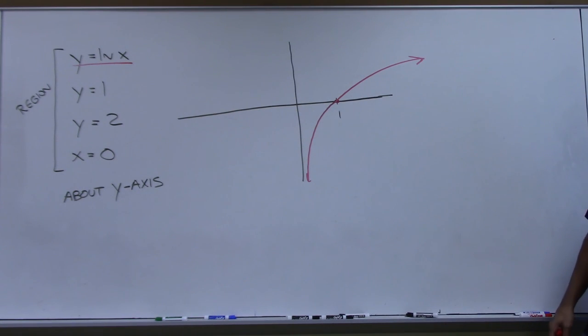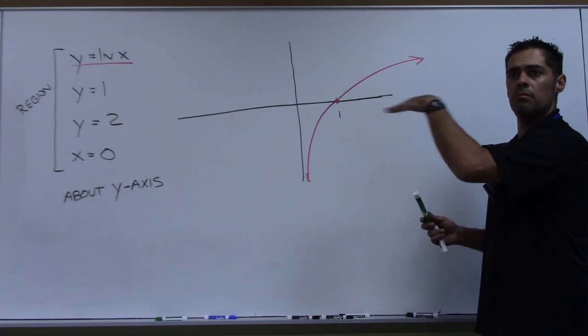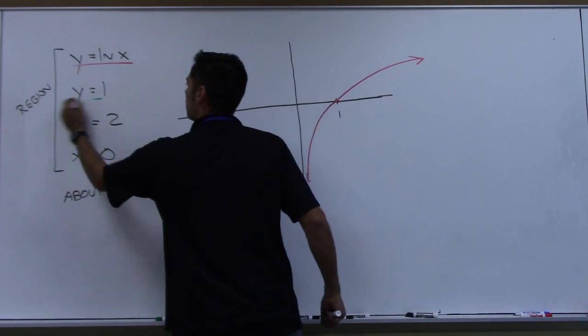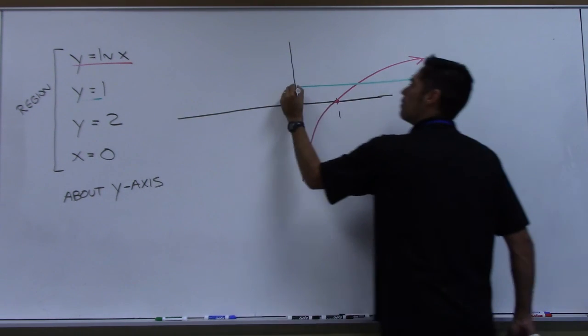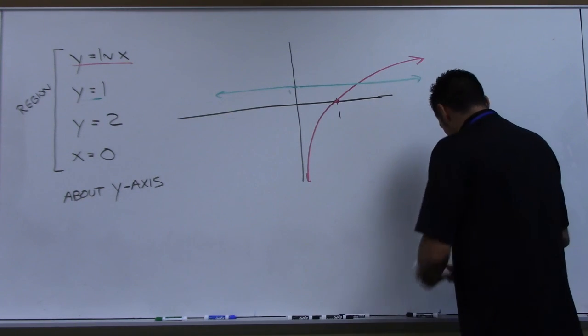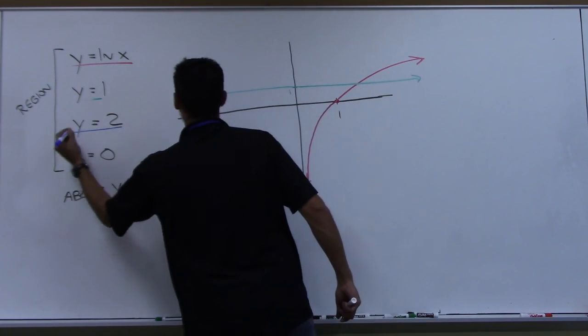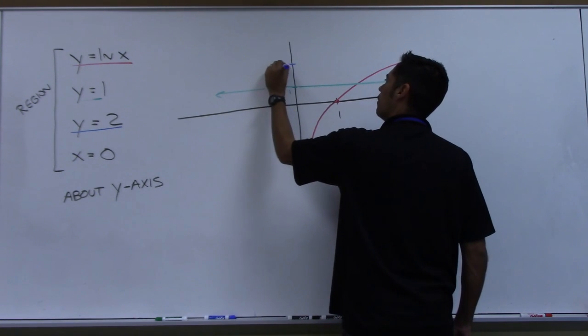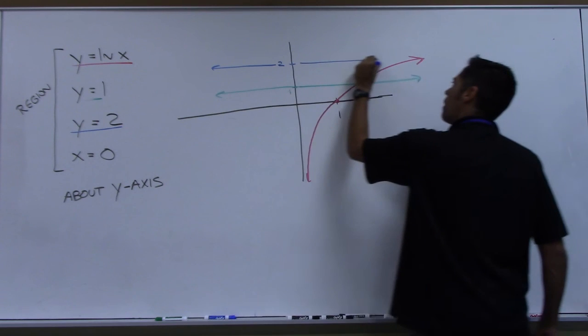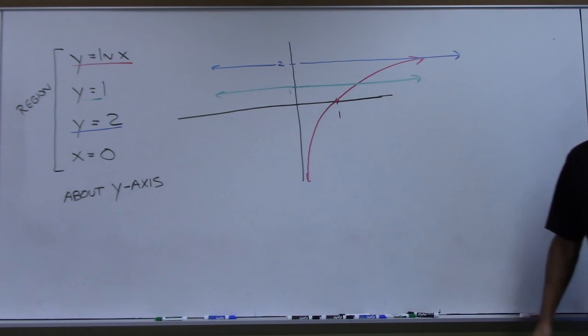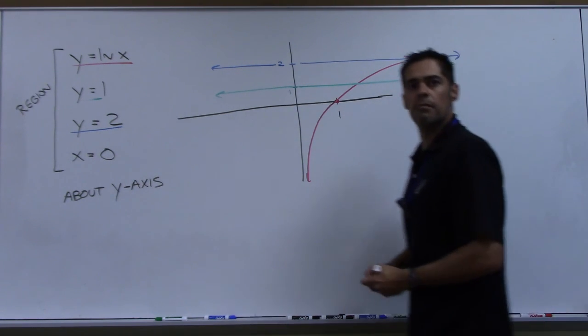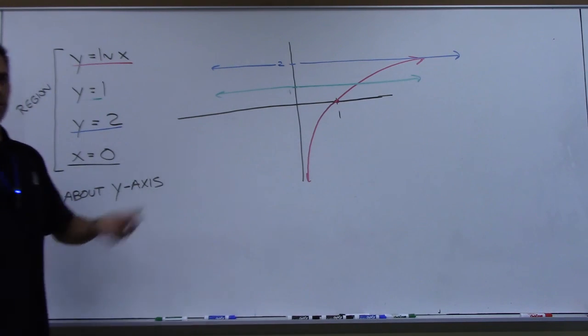What else do you want to graph here? Y equals 1, where's y equals 1? It's a horizontal line. Y equals 1 is a horizontal line, and it goes through y equals 1. So it looks like this. Y equals 2 is another horizontal line above that one, right? And x equals 0 is the y-axis, right?